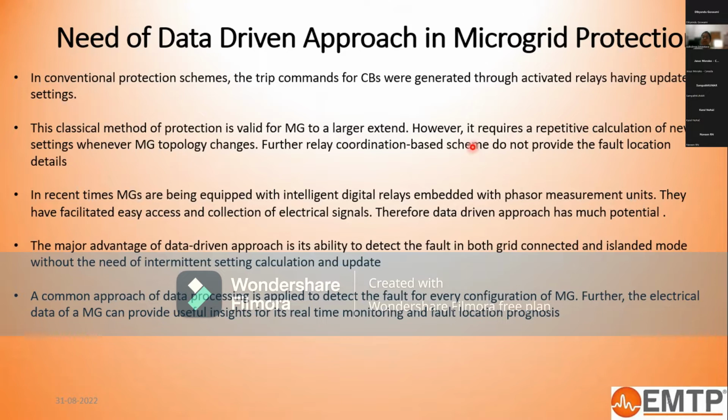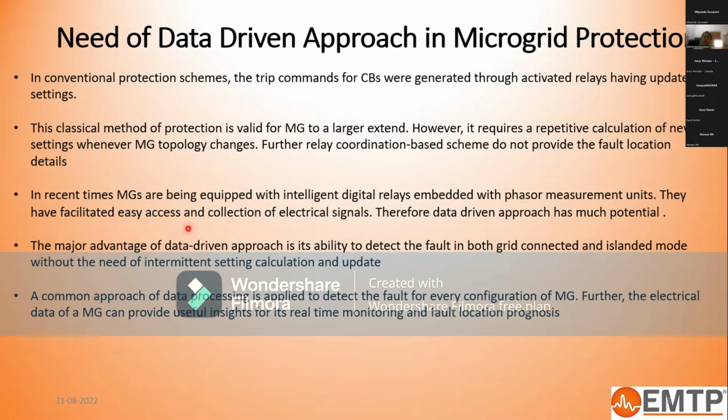So first of all, why do we need the data driven approach? Since we are talking about a protection scheme, there must be some disadvantage in the previous scheme. The previous scheme has overcurrent relays, since a microgrid is always a distribution side environment. So what is the problem? In the classical method of protection, we have to define various relay settings, and based on that we can update those settings, and then using relay coordination we can have a protection scheme. But there is an intermittent requirement of change in relay settings, and every time there is some change in microgrid topology, we need to change the relay settings. Therefore, to overcome those issues, I have introduced a data driven approach.